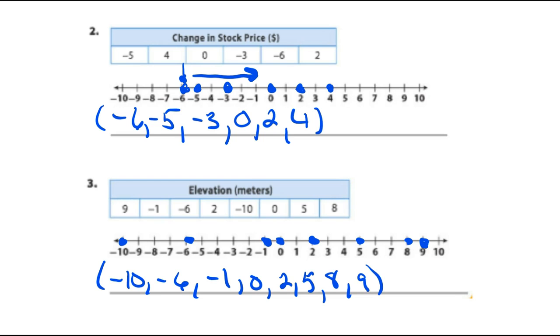So comparing numbers from least to greatest, plot your numbers on the number line, read them from left to right. After a while, you don't need the number line anymore.